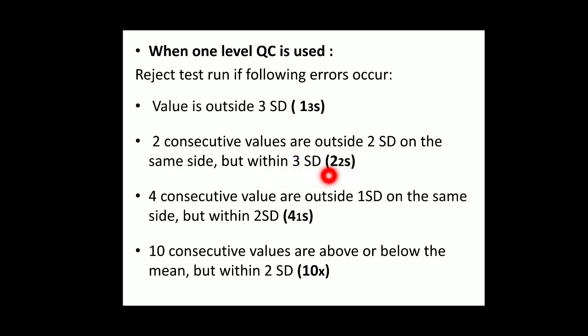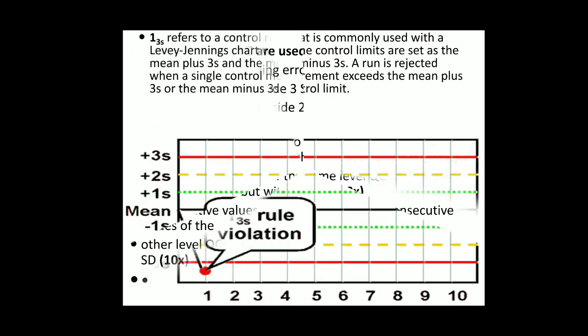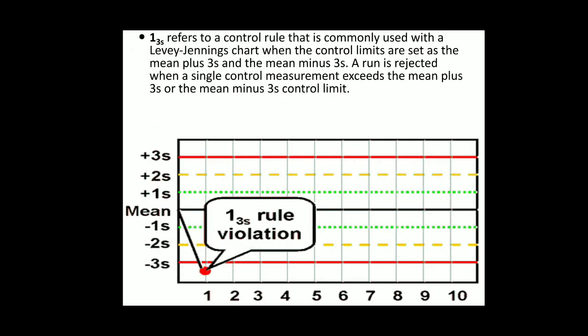And 2 2S means 2 consecutive values that are outside 2SD, on the same side. I'll show you with the chart. Then there is the 4 1S rule, then the 10x rule. So these are the rejection rules you have to know: 1 3S, 2 2S, 4 1S and the 10x rule. So this is 1 3S.